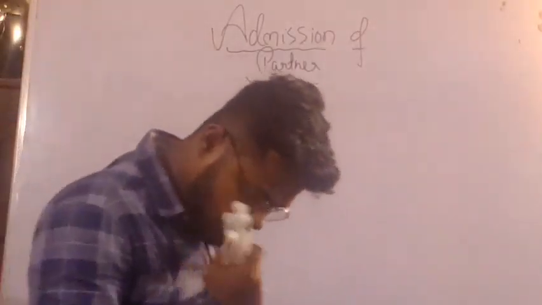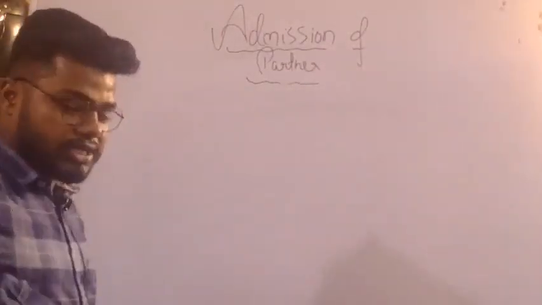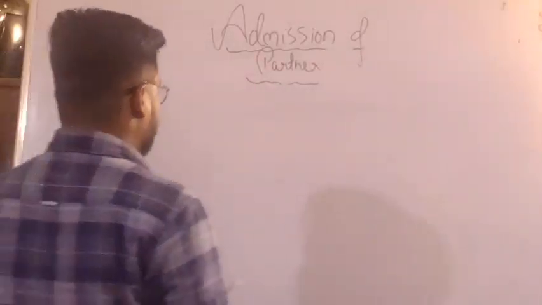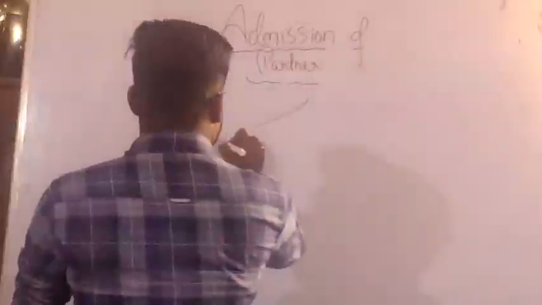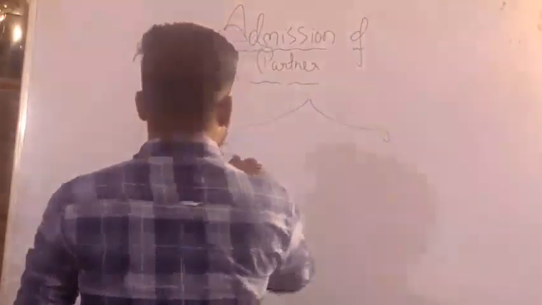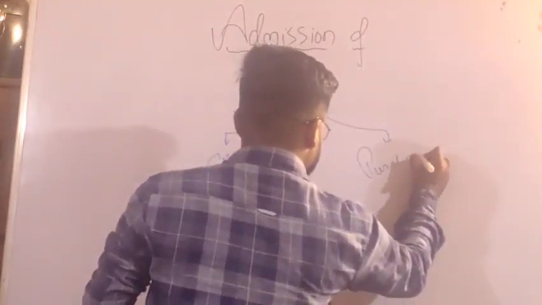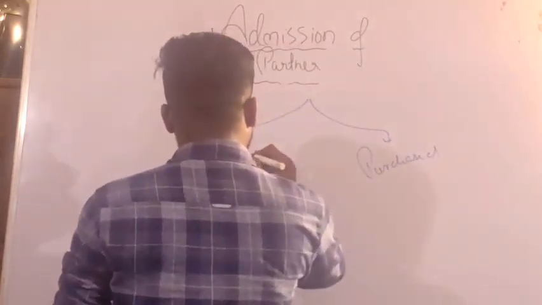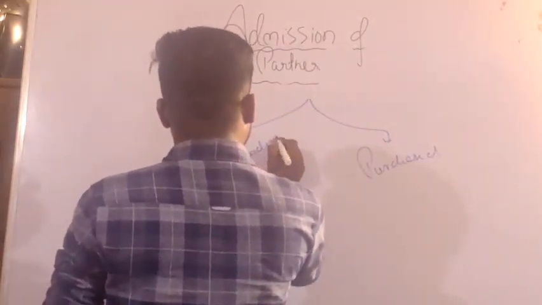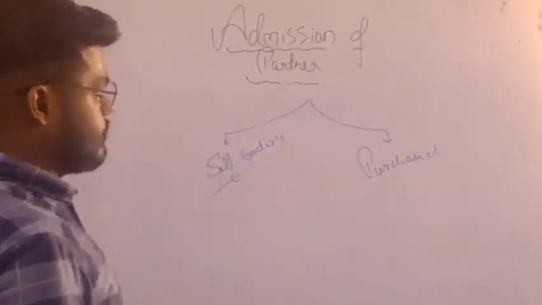Okay? Okay, sir. Goodwill is of two types. You can see over here also. Goodwill is of two types: self-generated and purchased goodwill. Sir, what is self goodwill and purchased goodwill?